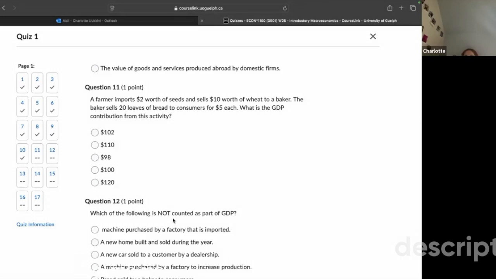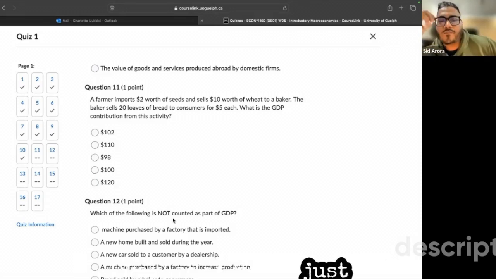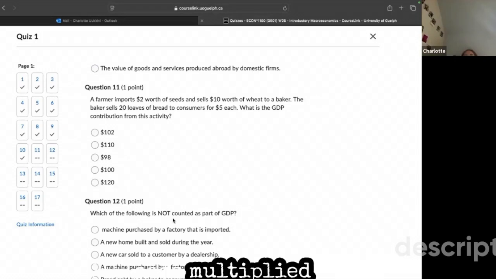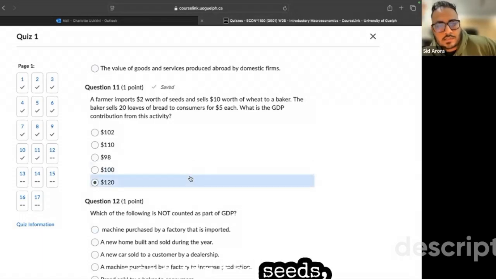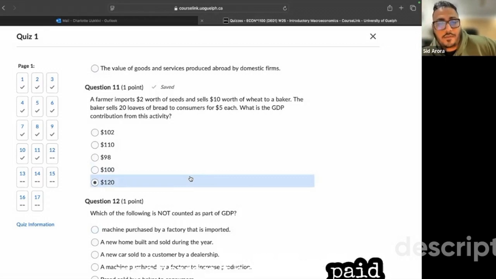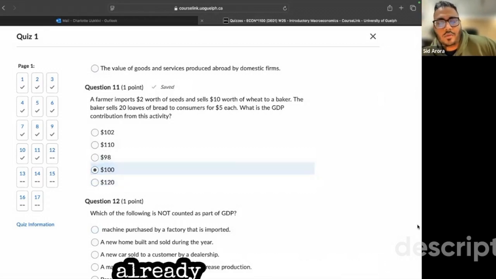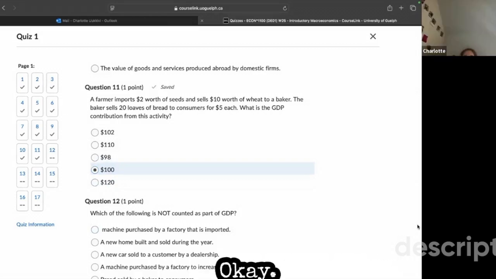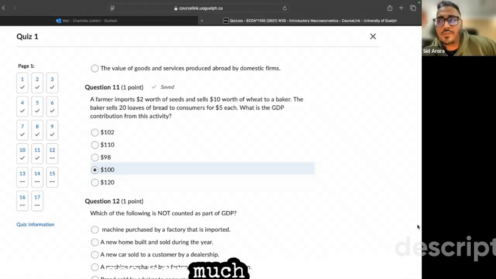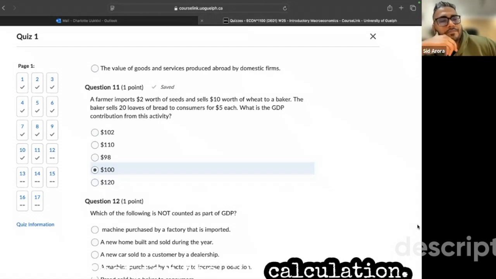So we're just talking about the final product, not anything that goes into it, because that counts for double counting. Wouldn't it technically just be 20 loaves multiplied by 5? No, because whatever the farmer paid for the seeds and whatever the baker paid for the wheat, those are already included in the price of the bread that the consumers are paying for. That's why you can just look at the final product, see how much that's worth, and use that for the GDP calculation.